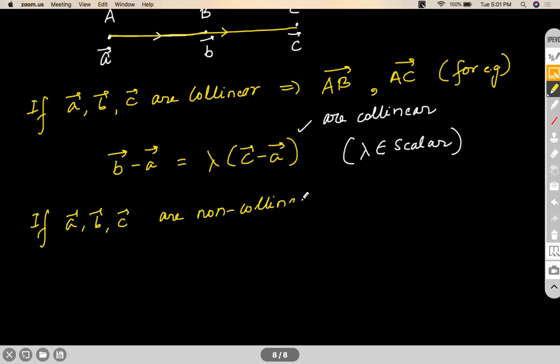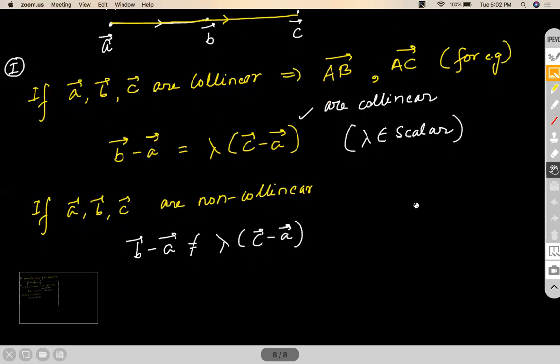The opposite thing will happen, meaning you will not be able to express one vector as a scalar times the other vector which you have made from those 2 points. Okay, so please make a note. This is method number 1 to check collinearity or non-collinearity of 3 points.